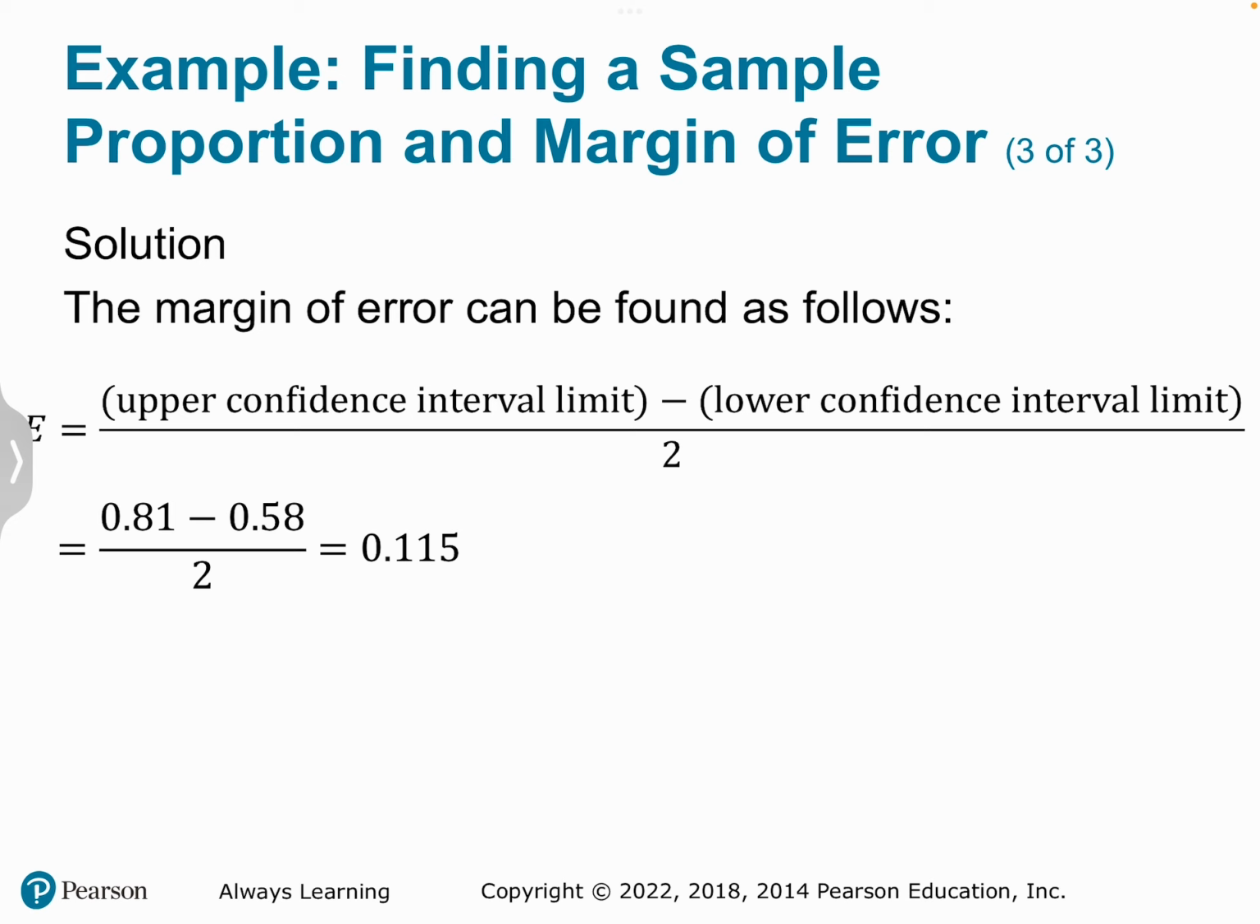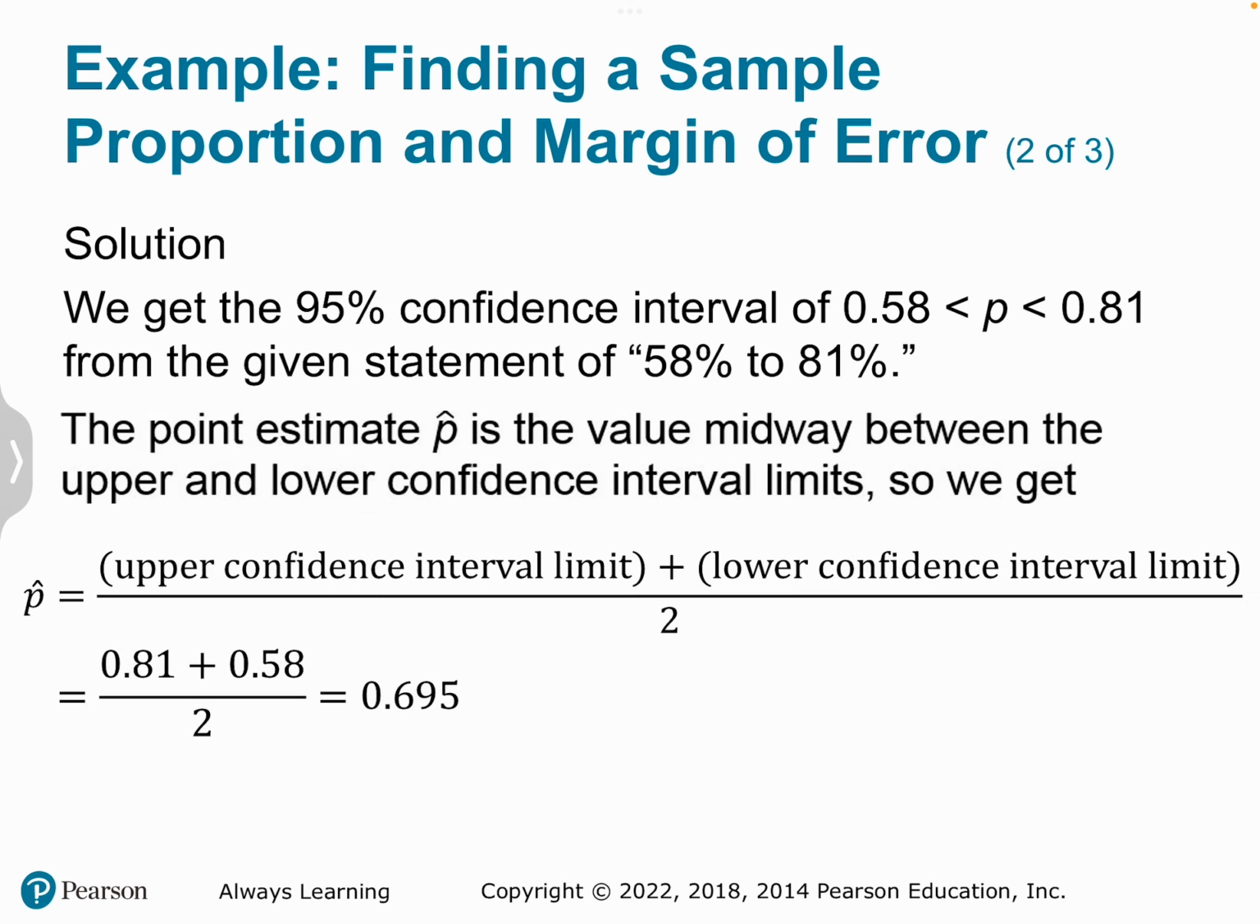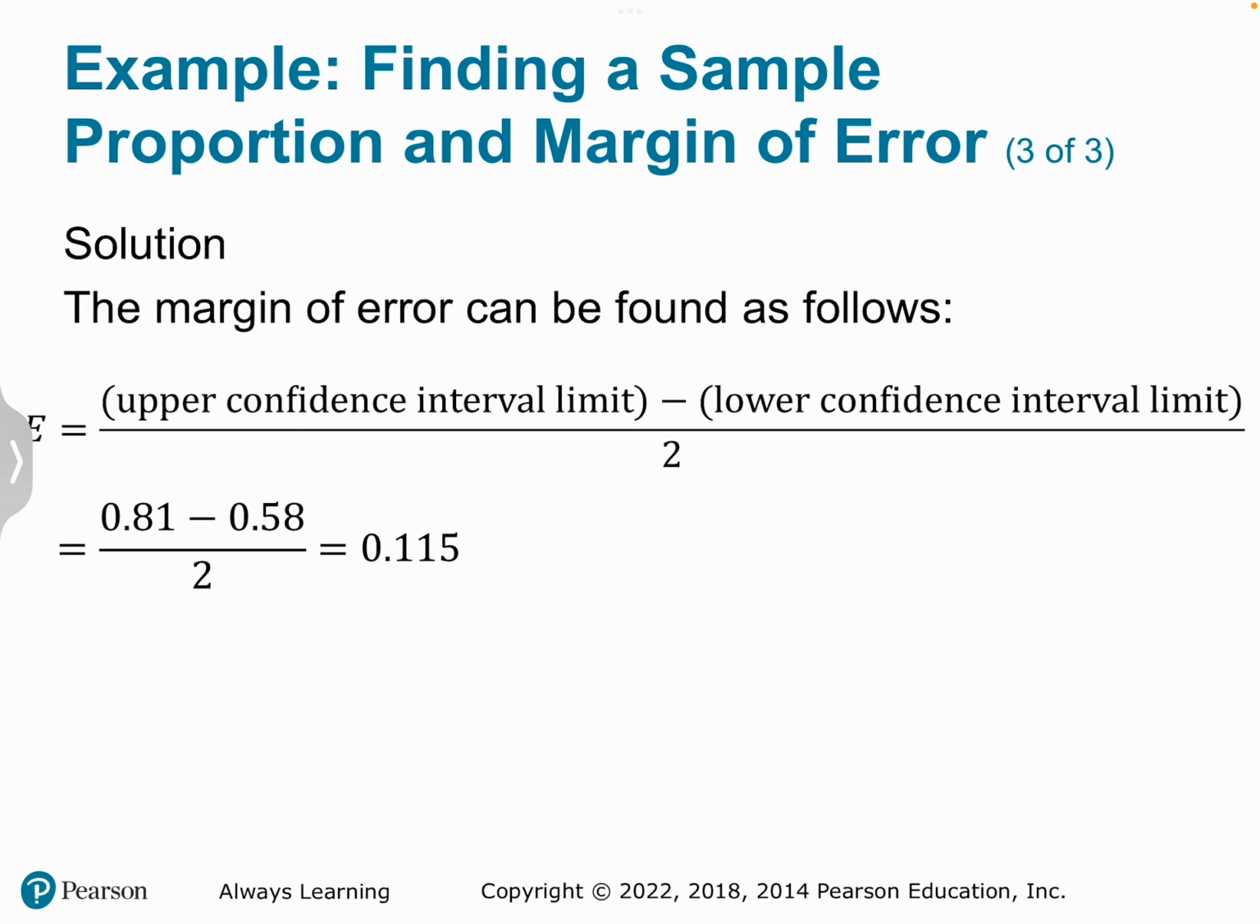So an alternate way of writing this interval, we see here that p hat is 0.695 and that E is 0.115. We could write it as p hat plus or minus E, or 0.695 plus or minus 0.115.